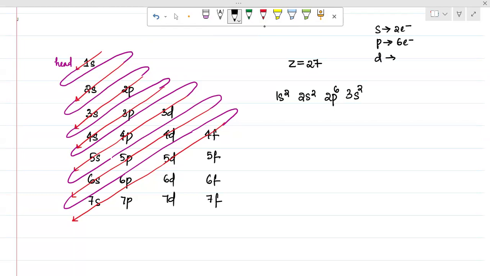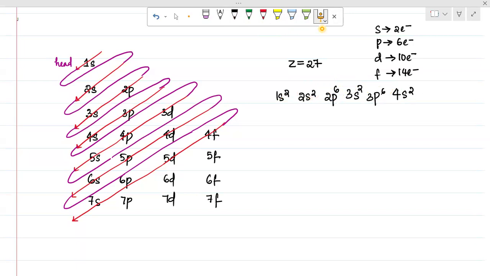D can have a maximum of 10 electrons. F can have a maximum of 14 electrons. We have learned about shells, subshells, orbitals, etc. Quickly revise. So 3s2 is done. Then who is next? Next one is 3p, 4s. So next comes 3p6, 4s2. Let's count the number of electrons: 2 plus 2, 4, plus 6, 10, plus 2, 12, plus 6, 18, plus 2, 20.